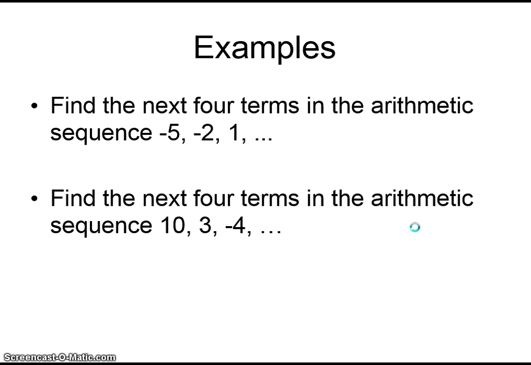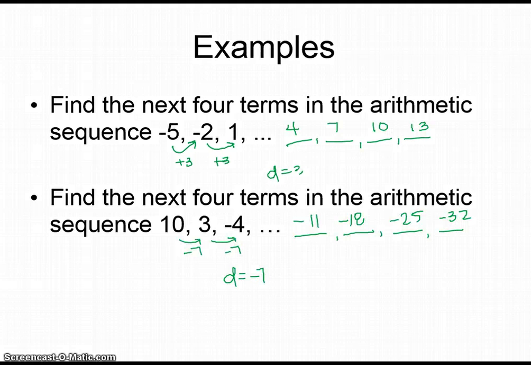Alright, so find the next 4 terms in the arithmetic sequence for each of these. When you're doing that, first identify how much you're adding or subtracting. So from here to here, I do plus 3. Here to here, it's plus 3. So my common difference is 3, and I can keep doing that to get the next 4 terms. Go ahead and finish this one and do the next one on your own.